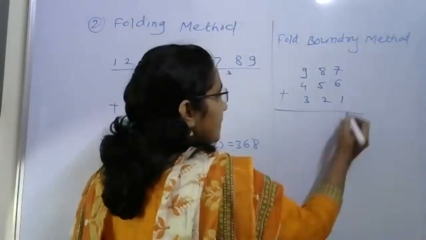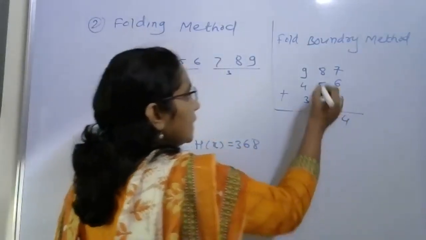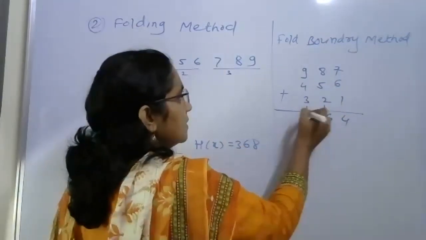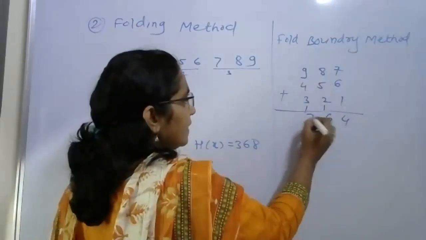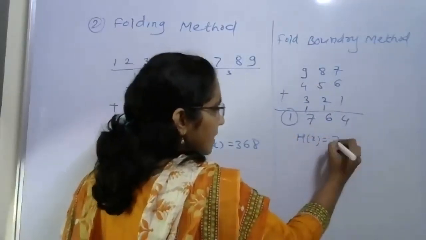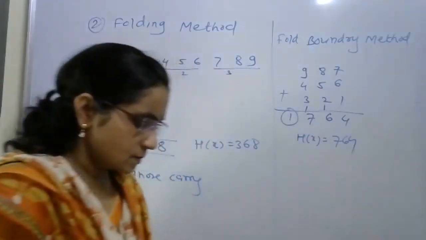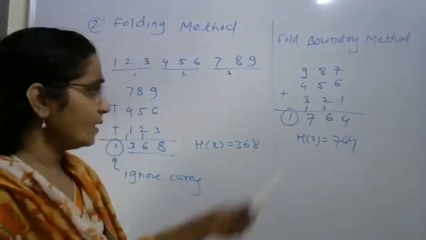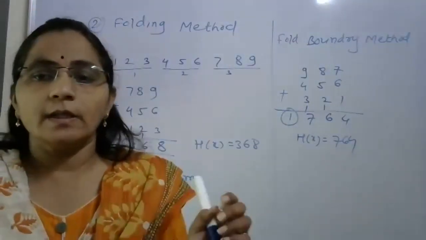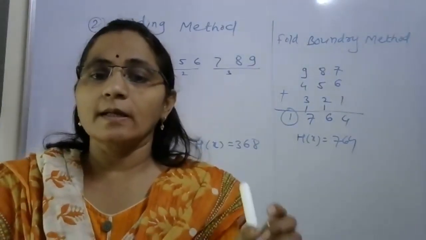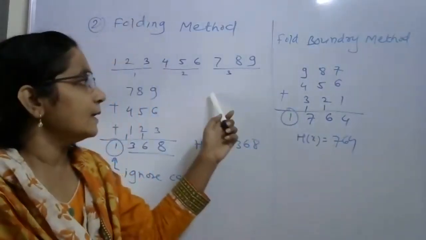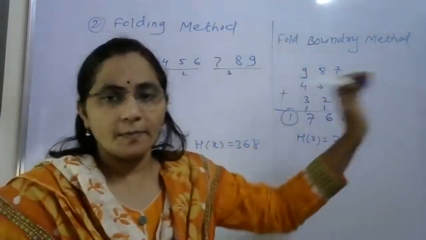7 plus 7 is 14. Then 5 plus 8 is 13, 14, 15, and then 16. Again 10, 17, and 1 is the carry. So the hash address is 764. This is called a generated address. So these are the 3 different methods generally used to calculate the hash address: the division method, the folding method, and a little variation, the fold boundary method.